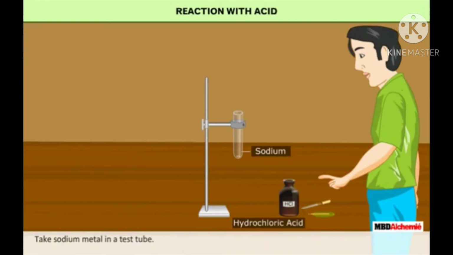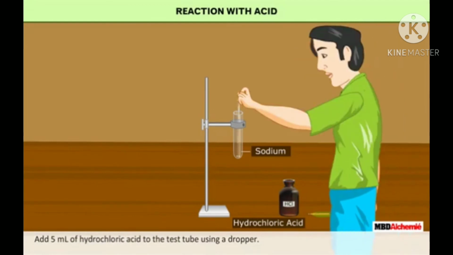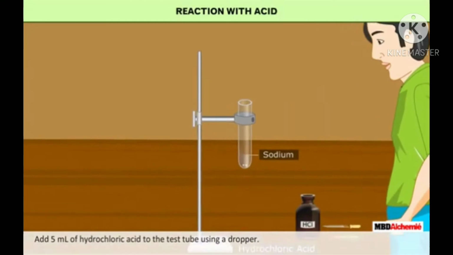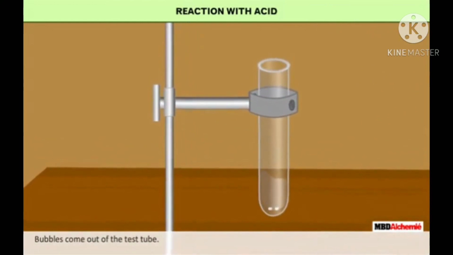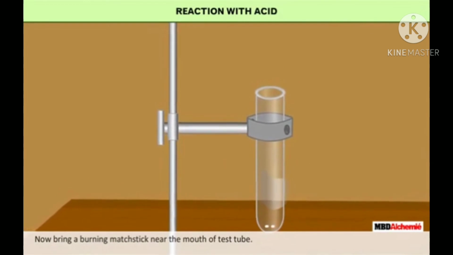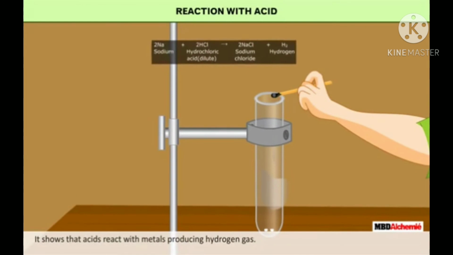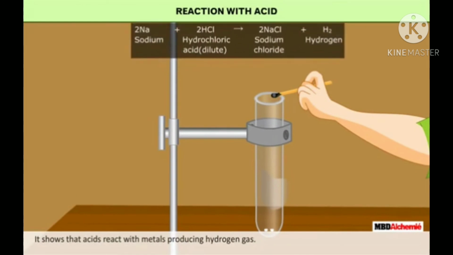Take a test tube containing a piece of sodium. Add 5 milliliter of dilute hydrochloric acid with the help of a dropper to the test tube from a bottle. Bubbles come out of the tube. Bring a burning matchstick near the mouth of the test tube. Gas burns with a pop sound. It shows that acids react with metals producing hydrogen gas.